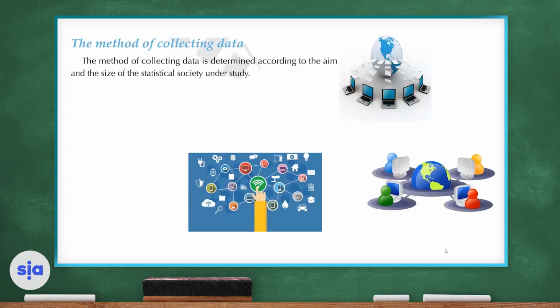Let's now see the method of collecting data. The method of collecting data is determined according to the aim and the size of the statistical society under study. For example, the students of a school represent a statistical society whose value is the student.